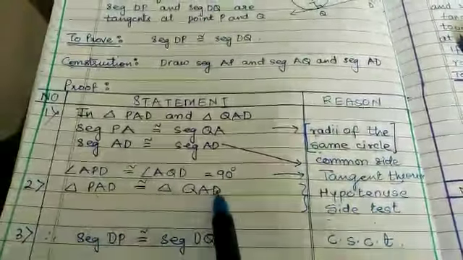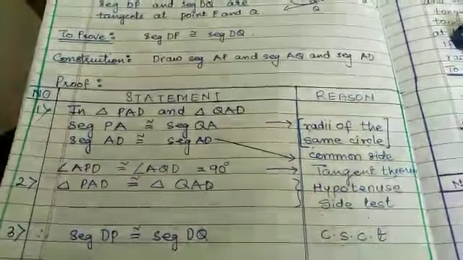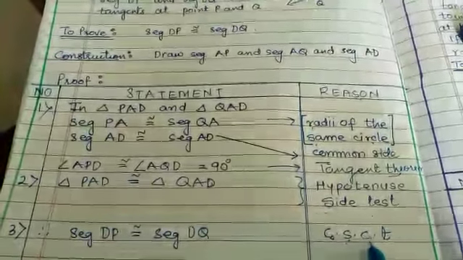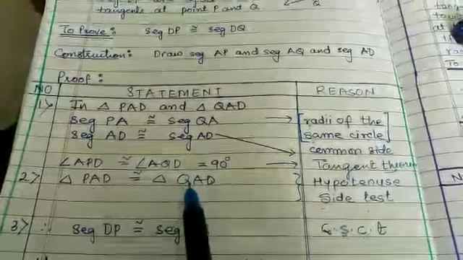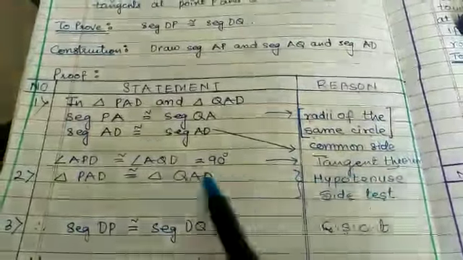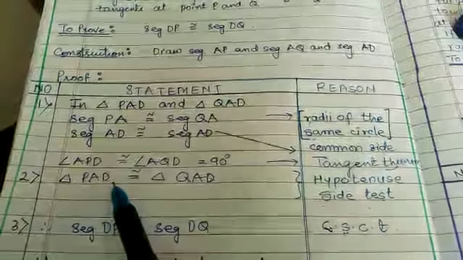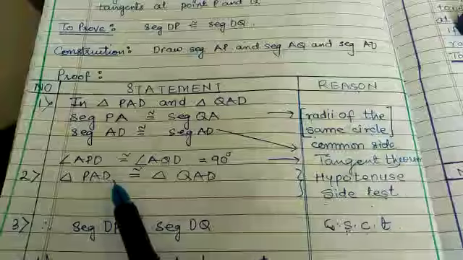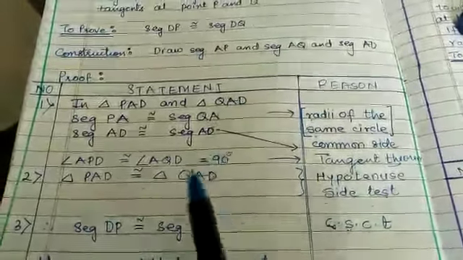Therefore, if two triangles are congruent, then the corresponding sides of congruent triangles are also congruent. Corresponding sides of congruent triangles. The full form of CSCT is corresponding sides of congruent triangles. Now here two triangles are congruent. We have proved it by which test? Hypotenuse side test. You in 9th standard आपने पढ़ा होगा. Different tests are there. SAS test, SSS test, ASA test, SAA test and hypotenuse side test. उसमें से मैंने hypotenuse side test यूज़ किया, अप्लाई हुआ यहाँ पर.